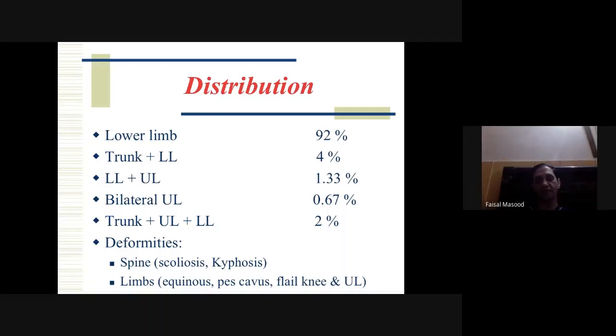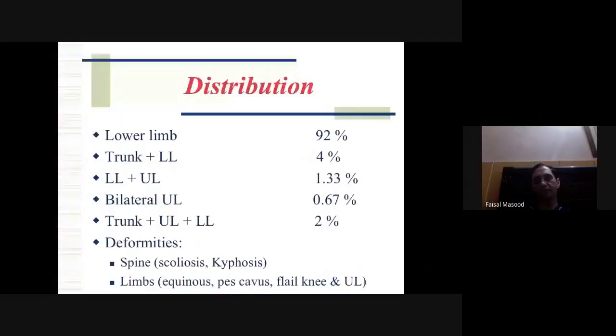92% of the cases of polio affect the lower limb. Trunk plus lower limb 4%, lower limb plus upper limb 1 to 2%, bilateral upper limb less than 1%, trunk, upper limb, lower limb 2%, and deformities involve spine and limbs.